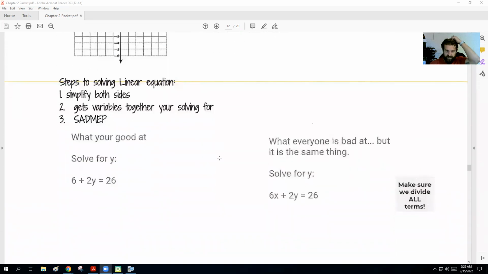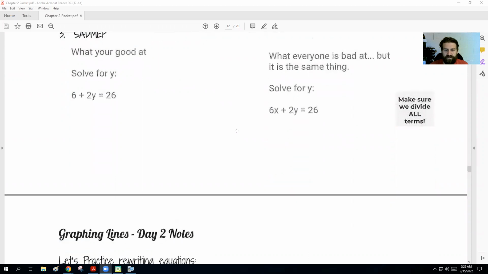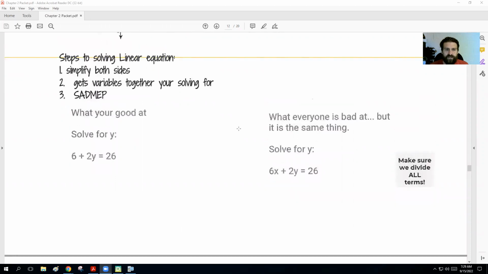Okay, so today what we're going to do is look at what happens if we have equations that are not in y equals mx plus b form. We're going to get the variable we're trying to solve for on one side, which means we're always going to try to get the y by itself. Then we're going to go through PEMDAS backwards to solve for y.